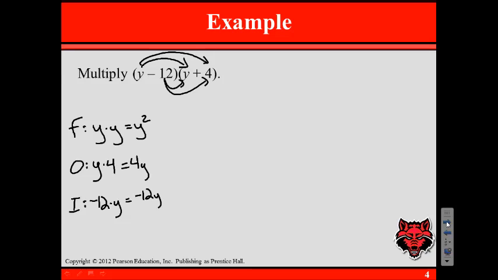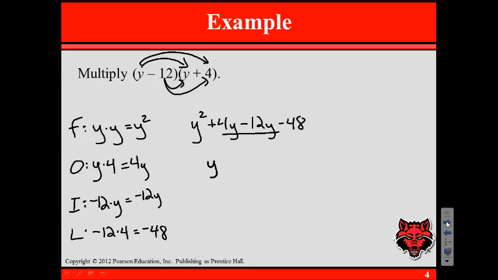And the last represents the two last terms from each set of parentheses, which would be negative 12 times 4, which is negative 48. Once we have all 4 products, we put those together and combine like terms. So this would become y squared plus 4y minus 12y minus 48. We can combine the y's together, and that gives us y squared minus 8y minus 48.